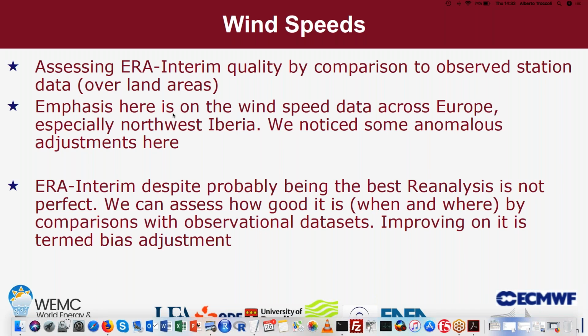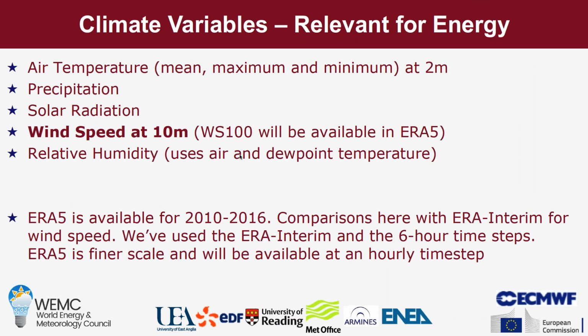The bias adjustments I'll be talking about, in contrast to the ones Sylvie spoke about, are univariate bias adjustment. So we're adjusting wind speed without any regard for the other variables. Similarly, we're doing temperature independently of the others, and precipitation, etc. Here are the variables we looked at within ECEM: air temperature, precipitation, solar radiation, and relative humidity. But I'll be talking about the wind speed at 10 meters. Now within ERA 5, there will be another variable where they will estimate wind speed 100 meters above the surface, so it should be more relevant for many wind turbine applications.